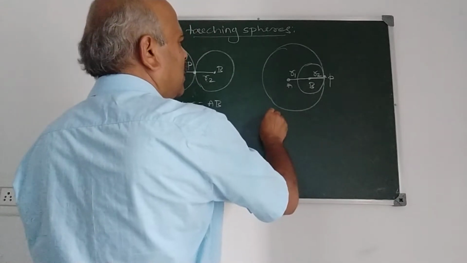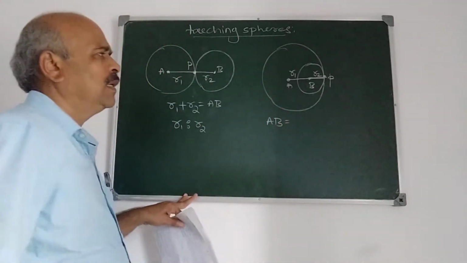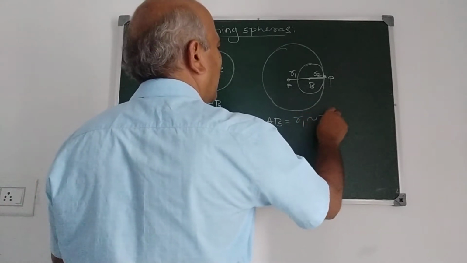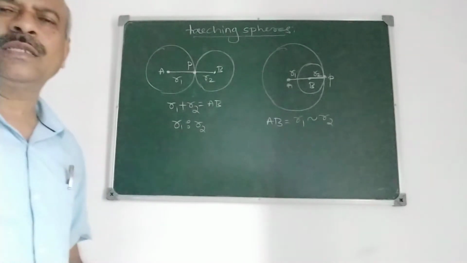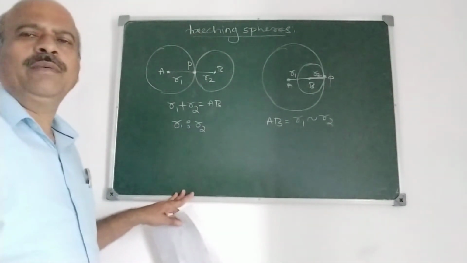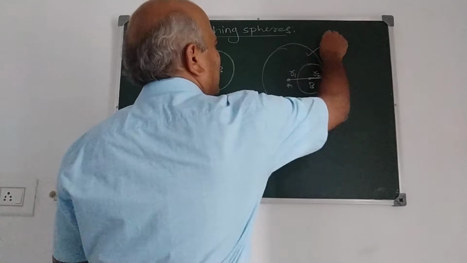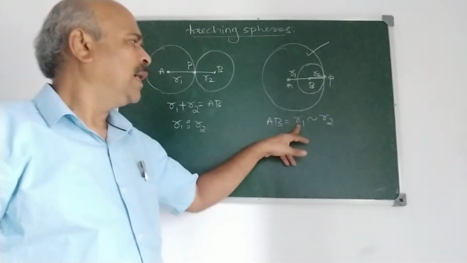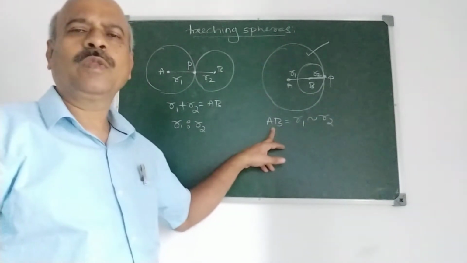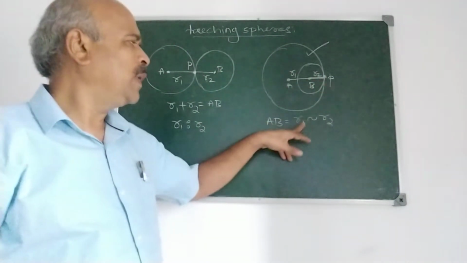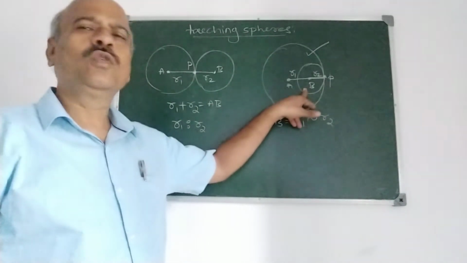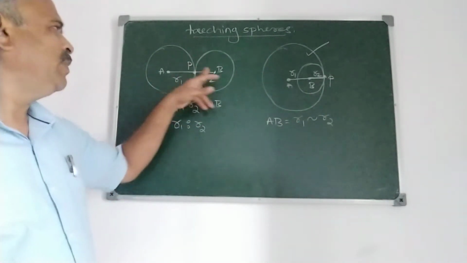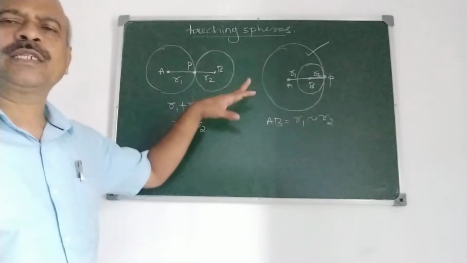In this case, what is AB? The distance between the centers is R1 minus R2. So R1 minus R2 is AB. So, if two spheres touch each other internally, then R1 minus R2 is AB. Or the converse is also true. If R1 minus R2 is AB, two spheres touch each other internally. If R1 plus R2 is AB, two spheres touch each other externally.